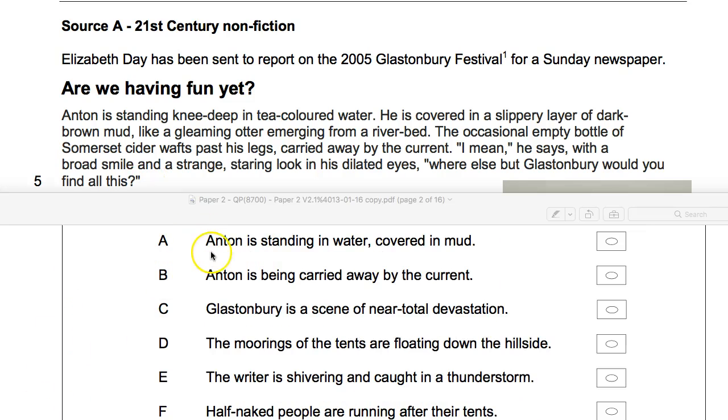Well, let's see if any of the questions can be answered. Anton is standing in water covered in mud. Well, he is in the water. He is covered in this mud. That's going to be true. Anton is being carried away by the current. Well, there's nothing here to tell me that. So we'll have to read on and find out.